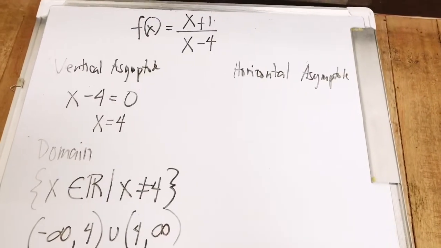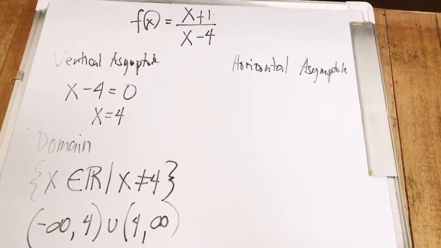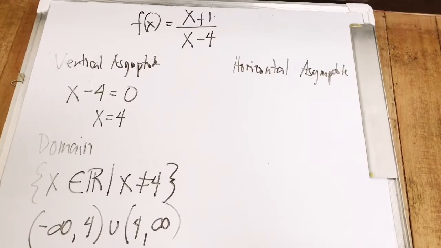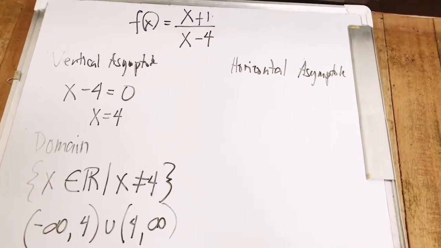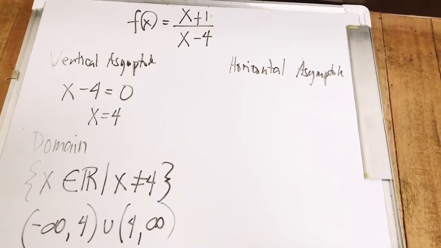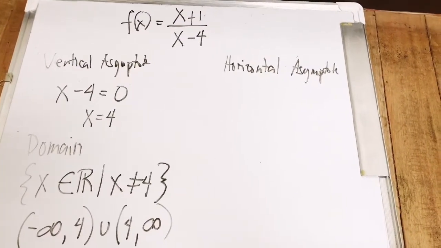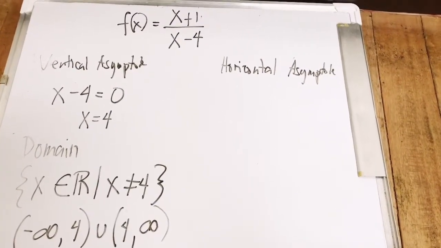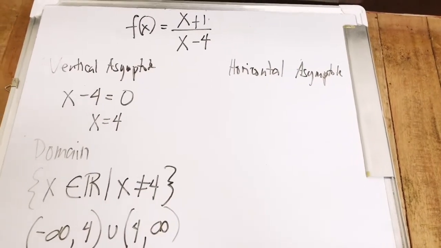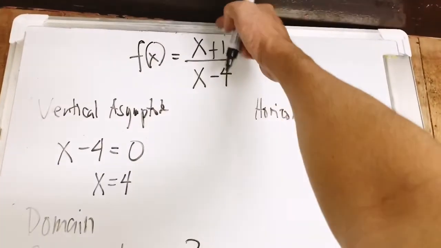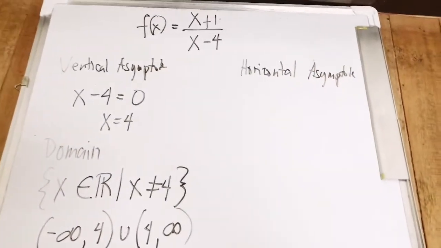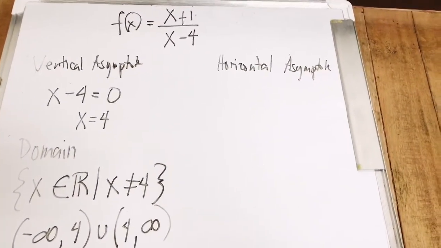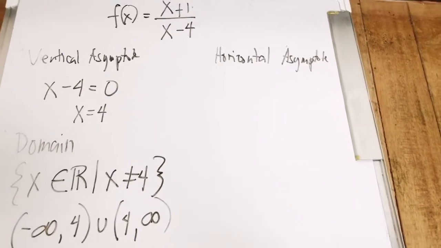Case number 3: if the highest degree exponent in the numerator is greater than the highest degree exponent in the denominator, then there is no horizontal asymptote. But in this example, this falls under case number 2. Why? Because the highest degree exponent in the numerator is 1, equal to the highest degree exponent in the denominator, which is also 1. We will get only the leading coefficient.